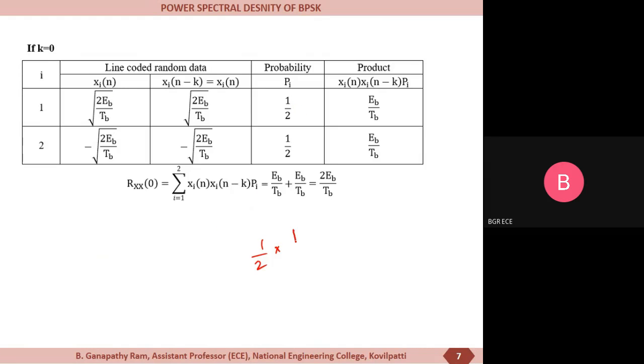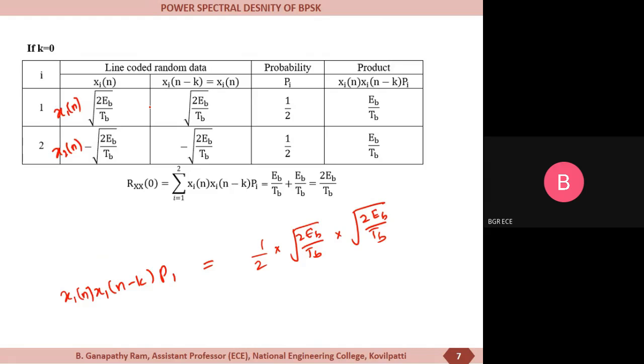1 by 2 multiplication of square root of 2EB over TB multiplied by square root of 2EB over TB. This is nothing but x1 of n into x1 of n minus k into p1. This is x1 of n, this is x2 of n. This is x1 of n minus k, this is x2 of n minus k. This is p1, this is p2. So 1 by 2 multiplied by 2EB over TB. 2 will get cancelled, so EB over TB.